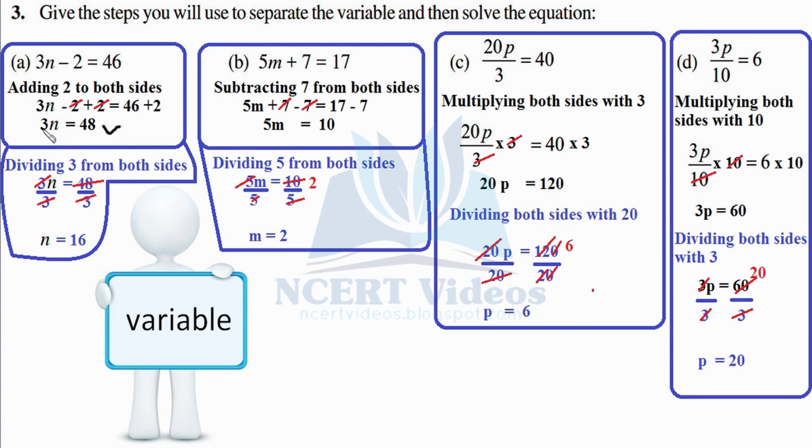Since it is multiplication, we will divide on both sides by the same number which is attached to that particular variable, in this case 3. So dividing by 3 on both sides: 3n equals 48 as it is, divided by 3 on both sides.